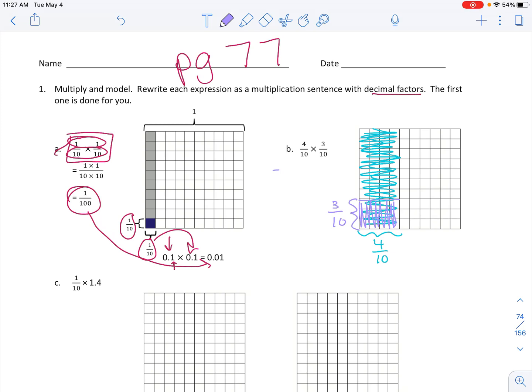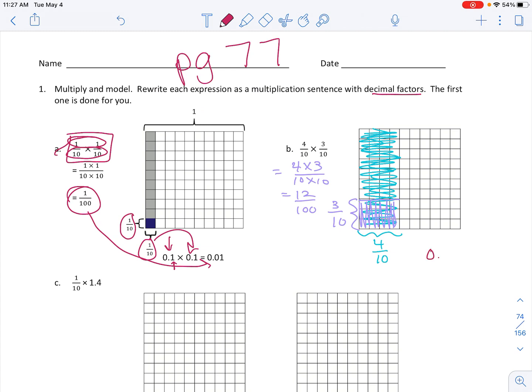And now I say, well, 4/10 times 3/10 is really 4 times 3 on top, 10 times 10 on the bottom. We get 12 hundredths. And notice if we count 1, 2, 3, 4, 5, 6, 7, 8, 9, 10, 11, 12. And then we can also show this with decimal multiplication.